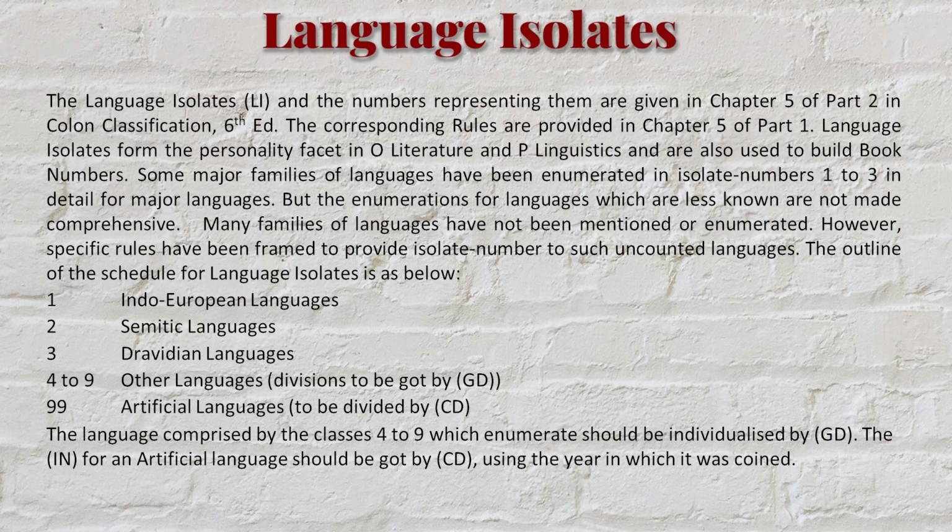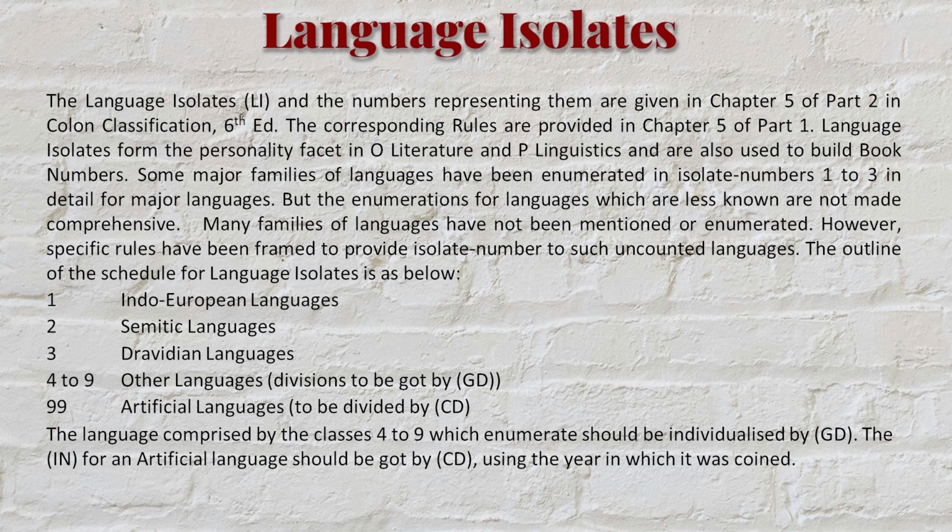Next, the language isolates. The language isolates and the numbers representing them are given in chapter 5 of part 2 in Colon Classification 6th edition, and corresponding rules are provided in chapter 5 of part 1. Language isolates form the personality facet of O literature class and P linguistics class. Some major families of languages have been enumerated in isolate numbers 1 to 3 in detail for major languages. But the enumerations for languages which are less known are not made comprehensive.